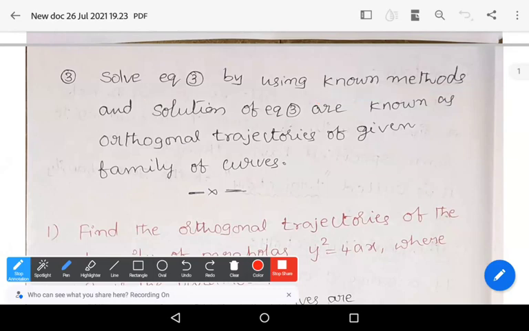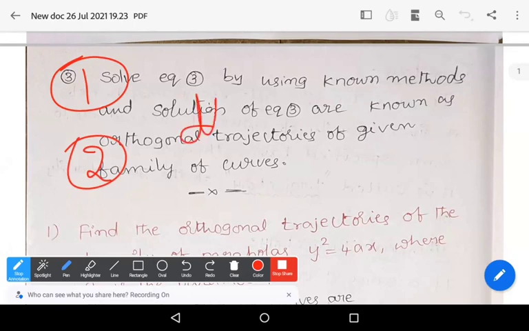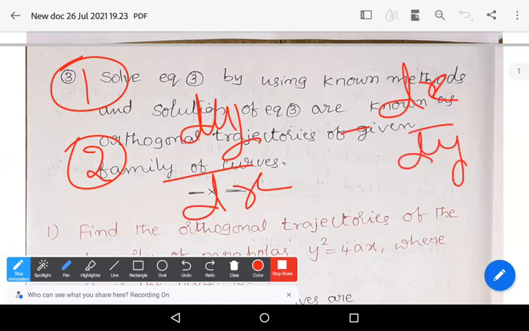So these are very simple steps. The first step: differentiate with respect to x and eliminate the parameter. In the second step, replace dy by dx with minus dx by dy, and solve the resulting equation to find the orthogonal trajectories of the given family of curves. That's it.